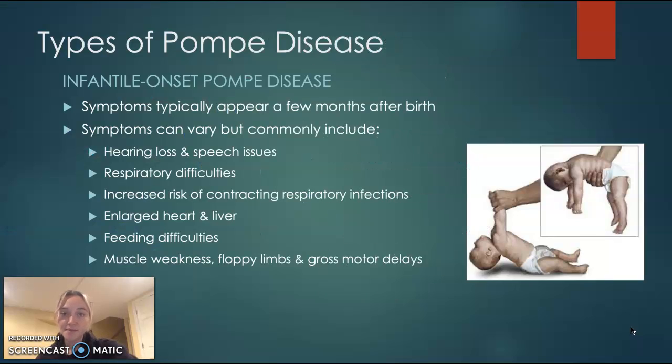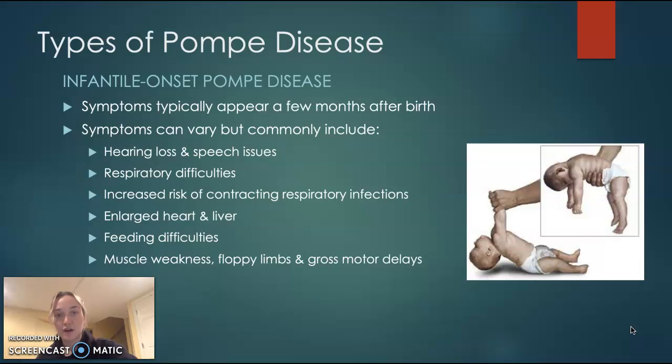So there are two types of Pompe disease. The most common and dangerous is infantile onset Pompe disease. The symptoms typically appear a few months after birth. And symptoms between patients can vary, but these are some of the most common. So, hearing loss and speech issues, and typically these speech issues are caused because patients have an enlarged tongue. The tongue is a muscle, and so that excess glycogen causes it to enlarge and inhibit speech.